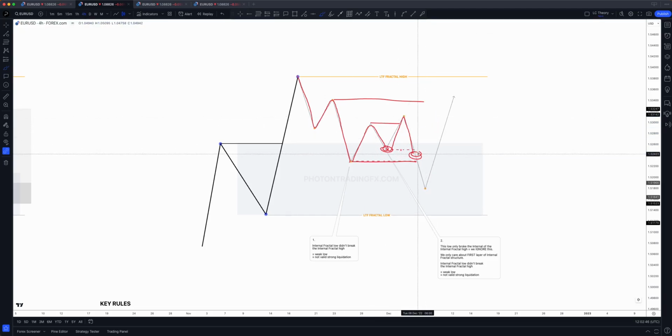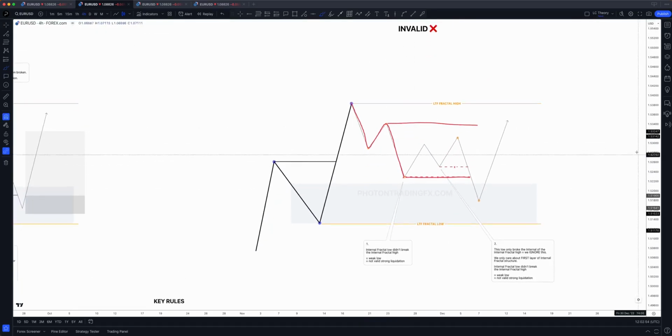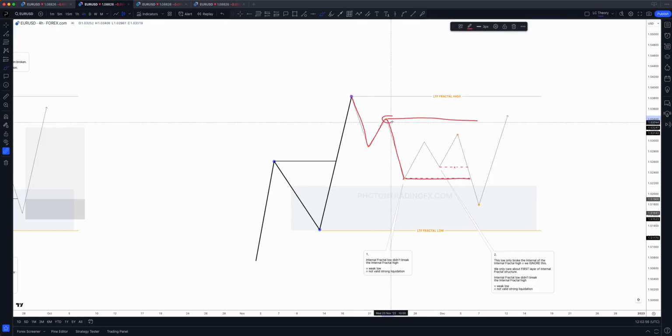Invalid. Why is it invalid? Because this low here broke the internal of the internal. It's not valid. Like, this is the range we're within. That's why it's super important you know where the first layer of internal structure is. This is the first layer. This is the internal low. This is the internal high. We ignore everything in between. So if price comes down and liquidates this low, yes, this low here broke this high, but that's the internal of the internal. It is irrelevant. It is invalid. It is not strong enough. We do not care about it.